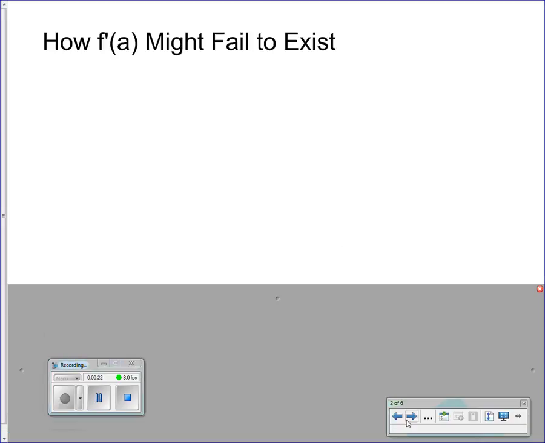So first of all, it's important to talk about when the derivative might not exist. We have a couple of scenarios. The first scenario of when a derivative might not exist is at a corner, like your absolute value function. When you get a corner on your graph, that corner point does not have a derivative.